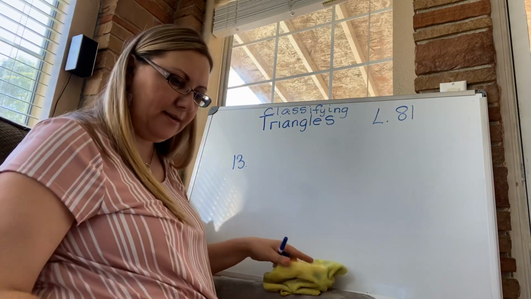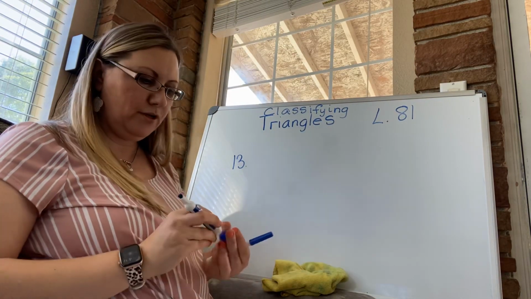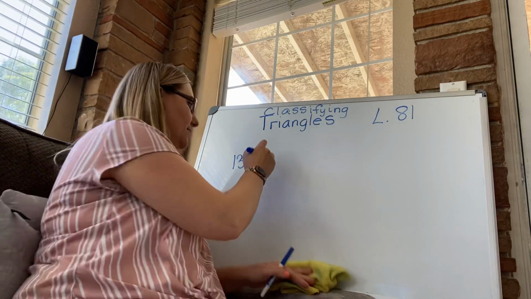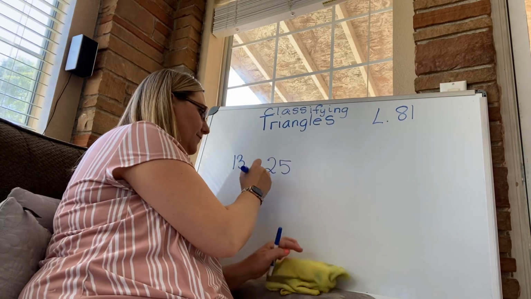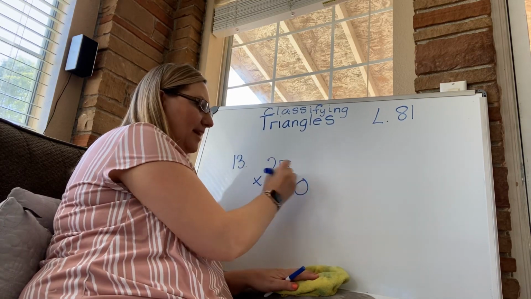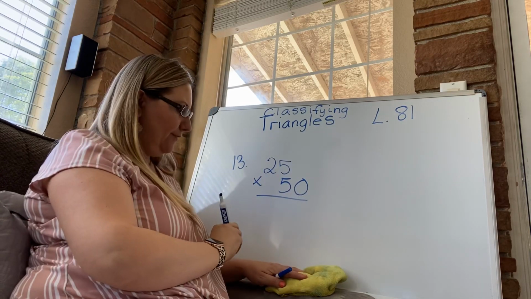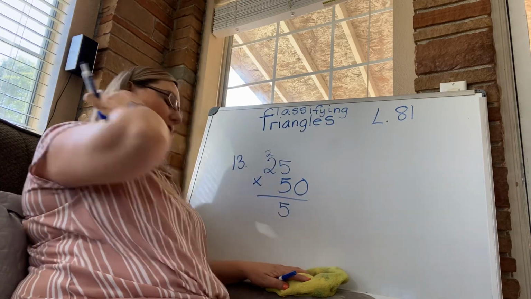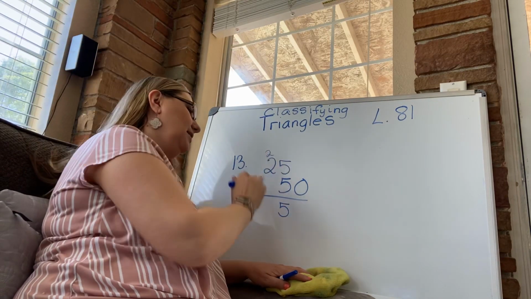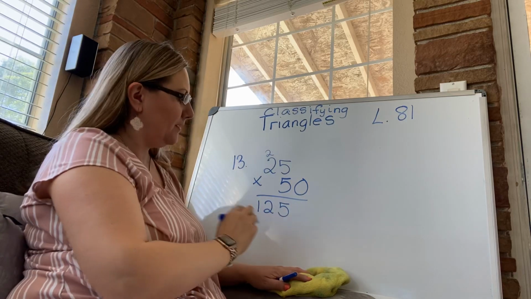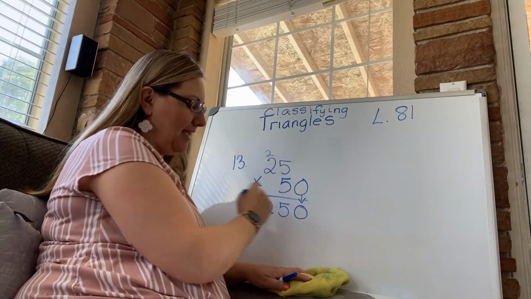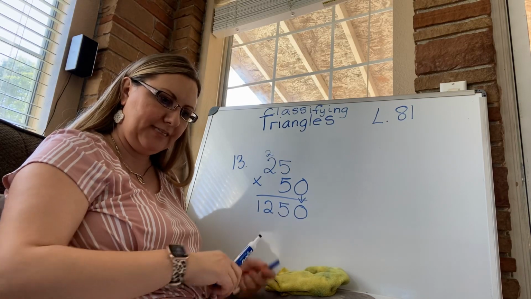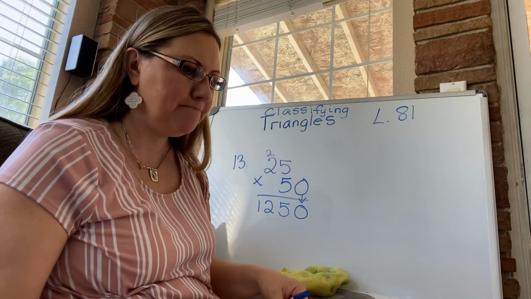Number 13, another similar problem. Always look for those multiples of 10, such as the 50 in this problem. We have 25 times 50. I'm going to leave that 0 off to the side to make it easy for me. 5 times 5 then is 25. 5 times 2 is 10 plus 2 is 12. And just drop that 0 that's hanging off to the side. And we have 1,250 as our next problem.